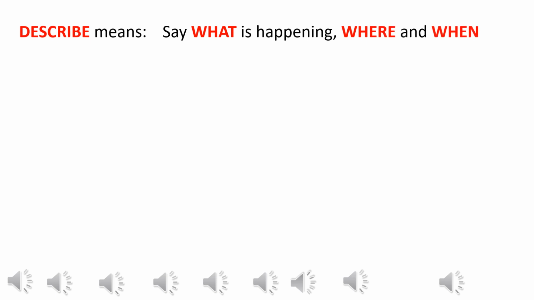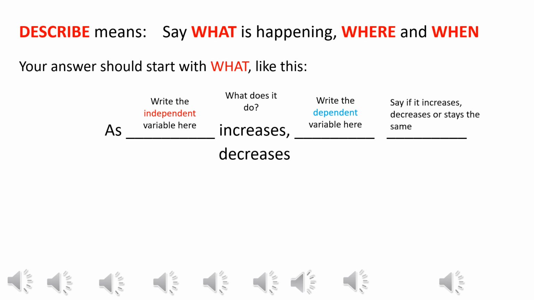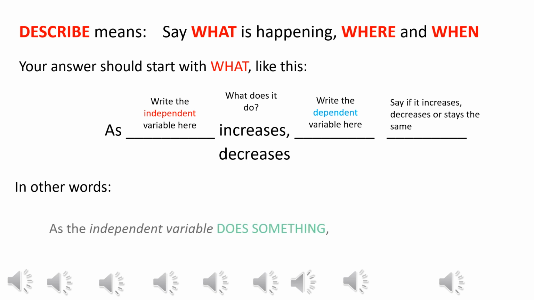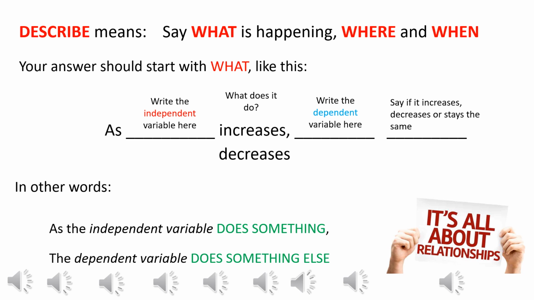So, as we've just seen, describe means saying what is happening, where it's happening, and maybe when it's happening. So your answer should start with saying what is happening, like this. As the independent variable increases or decreases, so the dependent variable increases, decreases, or maybe stays the same. In other words, as the independent variable does something, the dependent variable does something else. So describing is all about the relationships between the variables.